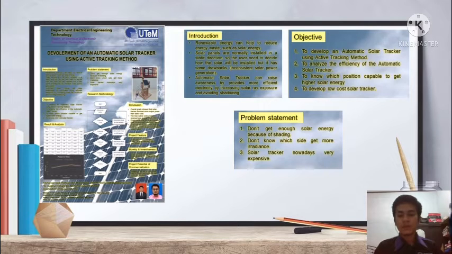Okay, so this project was developed based on this problem statement. The first one is most solar panels don't get enough solar energy because of shading. Second, we don't know which side gets more irradiance. And the last one is, of course, solar trackers nowadays are very expensive.